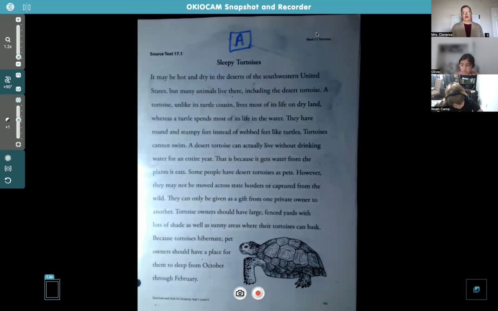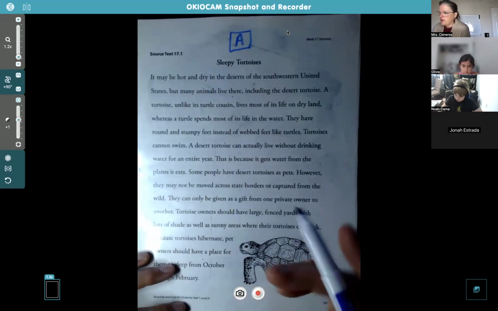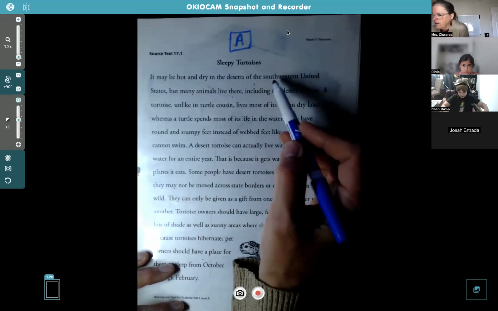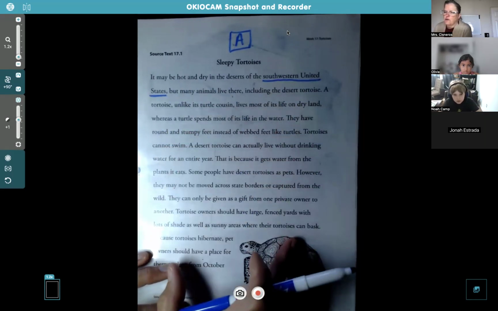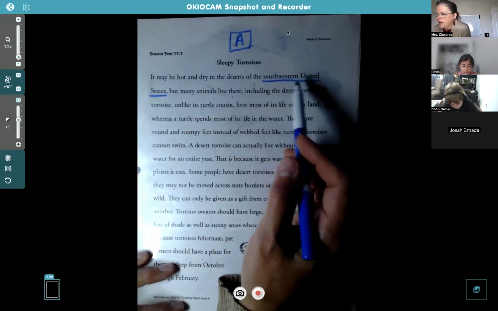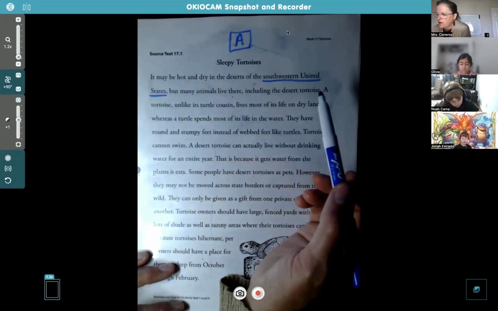Oh, here comes Jonah back. Okay, so hopefully you had a chance to underline some of that information. And, wait, do I underline it too? Yeah, you can. Oh, underline it too. I can go do that then. I'm going to kind of go back through and pick. I'm going to underline southwestern United States because that's where they're located.